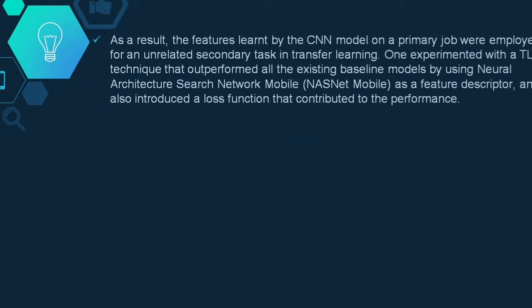As a result, the features learned by the CNN model as a primary job were employed for an unrelated secondary task, which is transfer learning. One experiment with a TL technique outperformed all the existing baseline models by using NASNet Mobile as a feature descriptor, and also introduced a loss function that contributes to performance.